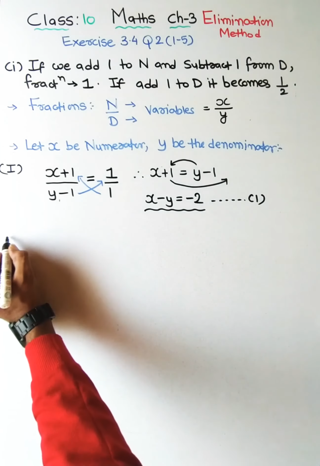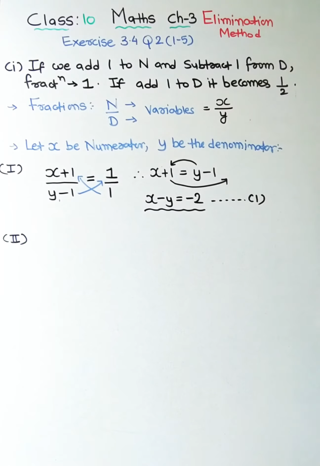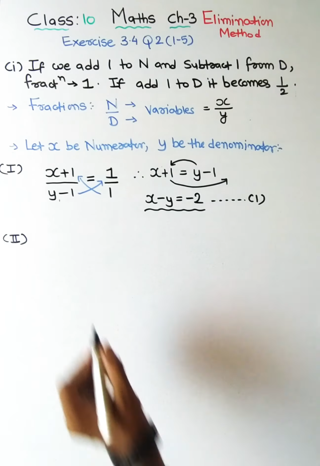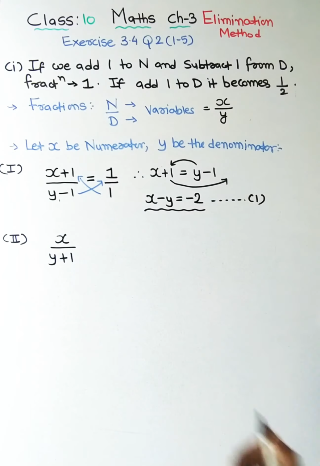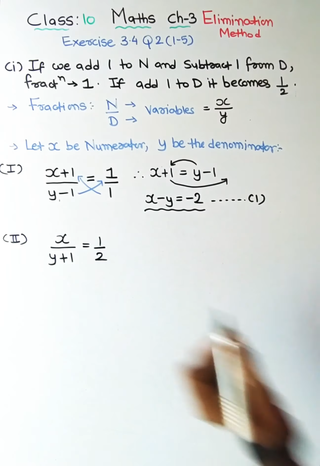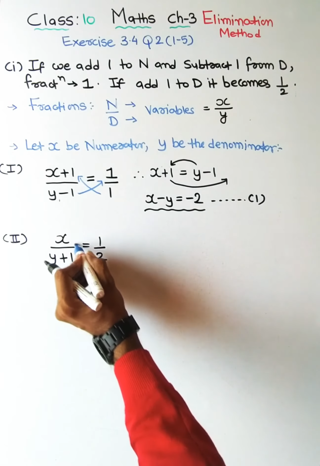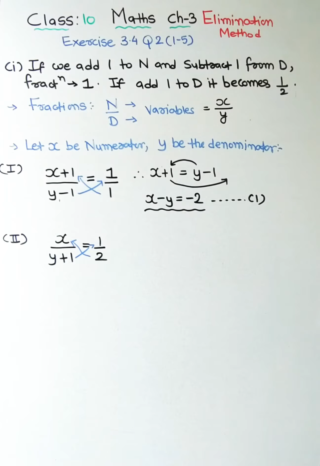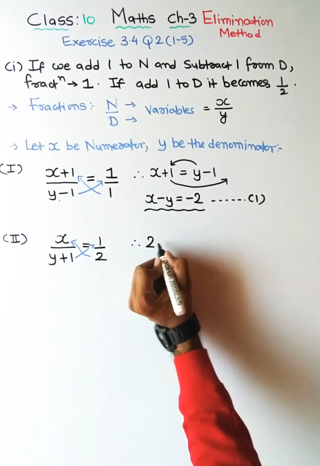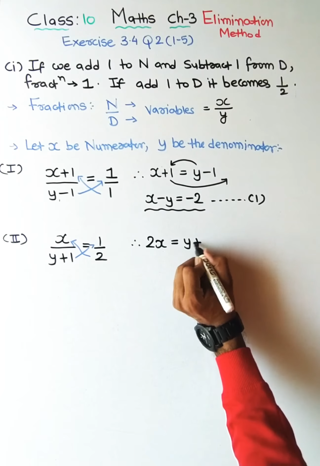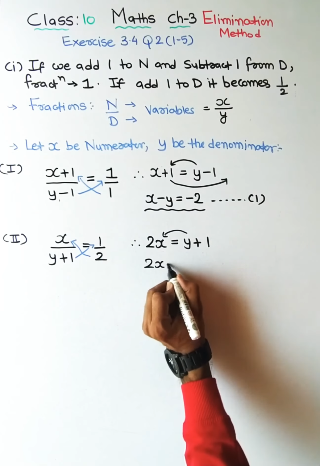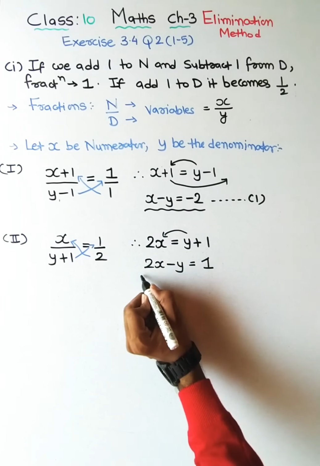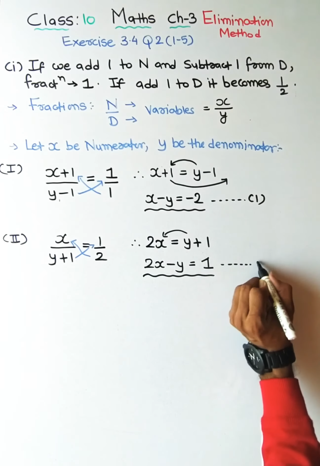Now moving on to equation number 2. Again there is a condition that if we add 1 only to the denominator, it becomes 1 by 2. That means we don't have to do anything with x. We are only adding 1 to the denominator. So now the fraction reduces to 1 by 2. Again we will do the cross multiplication. Clear? So now the equation will look like this. 2 into x, it will be 2x, and 1 into y plus 1 will be y plus 1. Now taking the variables on one side, 2x minus y equals 1. So here it will be our equation number 2.